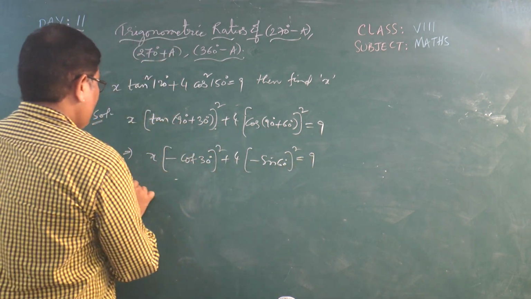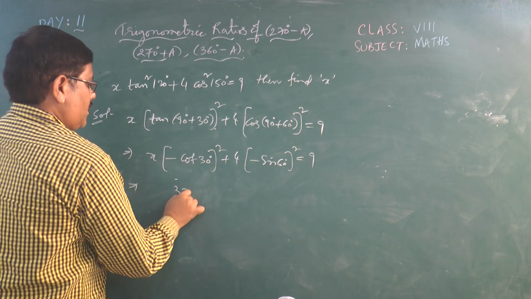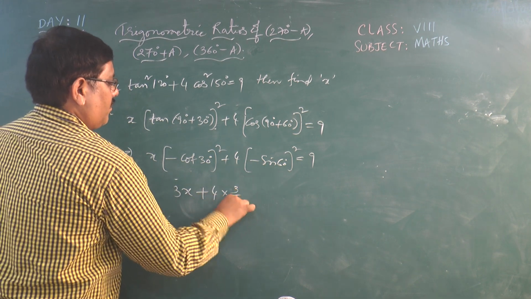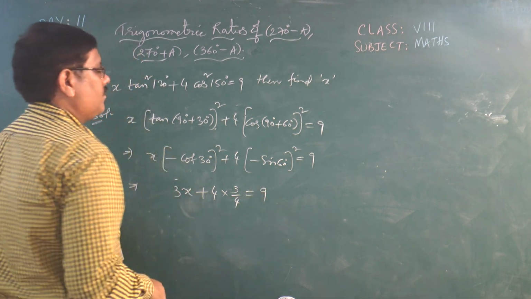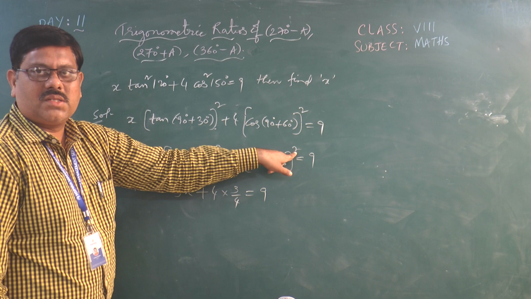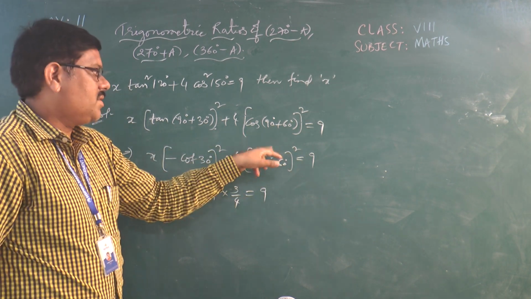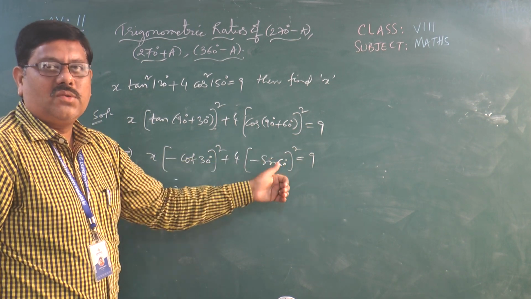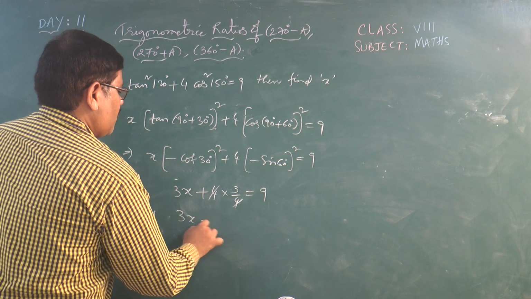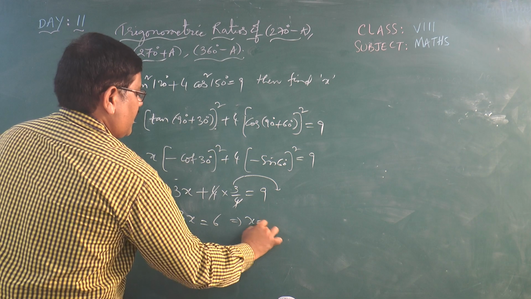That implies cot 30 is root 3. So that is 3x plus 4 into sine square 60, that is 3 upon 4, equal to 9. Sine 60 degrees, of course we have a minus sign, but since the power is even, the minus is waived off. Sine 60 degrees is root 3 by 2, so its square is 3 by 4. So the 4 cancels anyway. That implies 3x, if you transpose to the other side, is 9 minus 3, which becomes 6. It implies x is equal to 2.